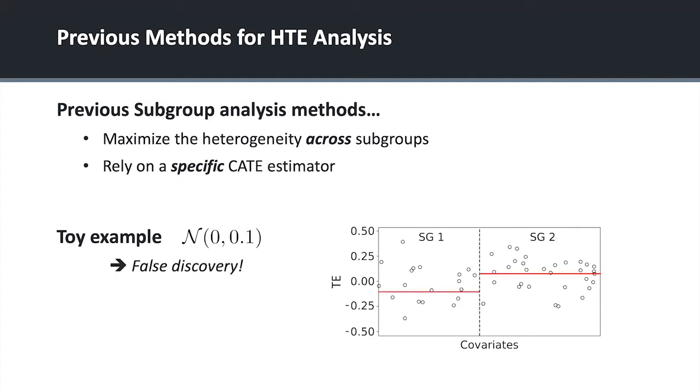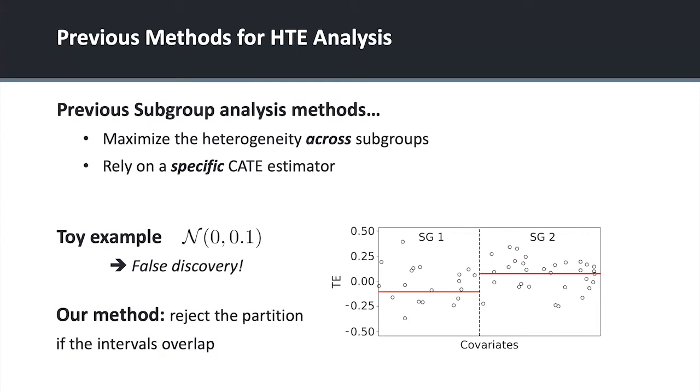As shown in the figure, the previous methods may find subgroups if there are groups that have different sample means due to sampling error. Our method will reject this subgroup discovery by constructing confidence intervals for the treatment effects. If the confidence intervals across subgroups overlap, we will reject the partition.